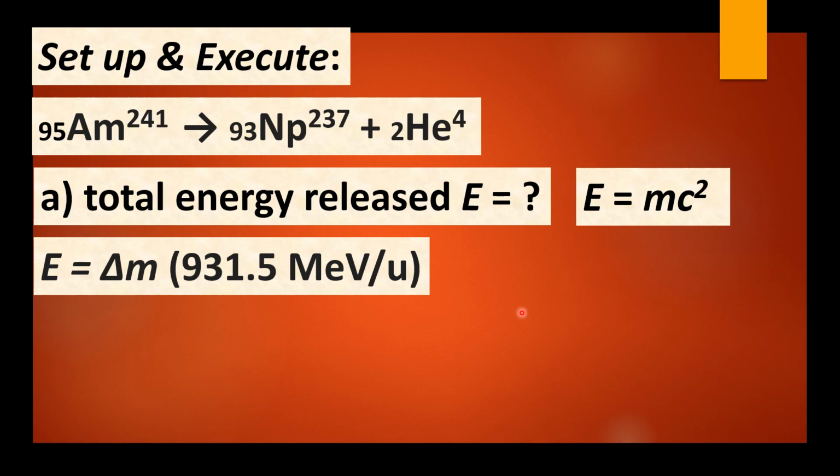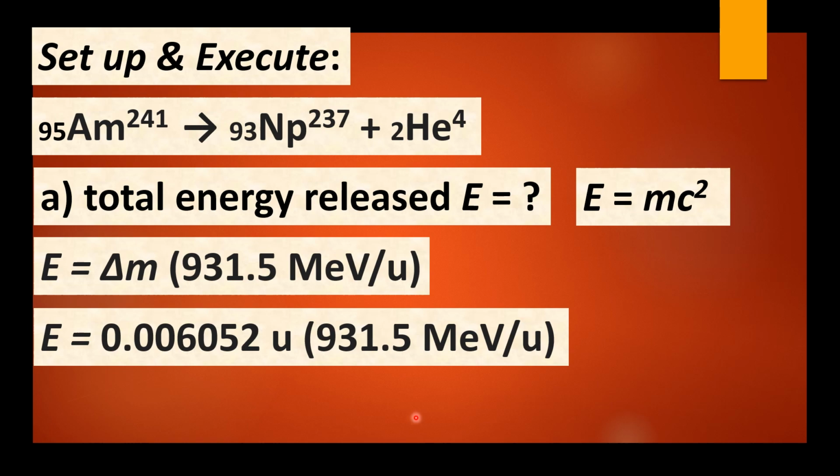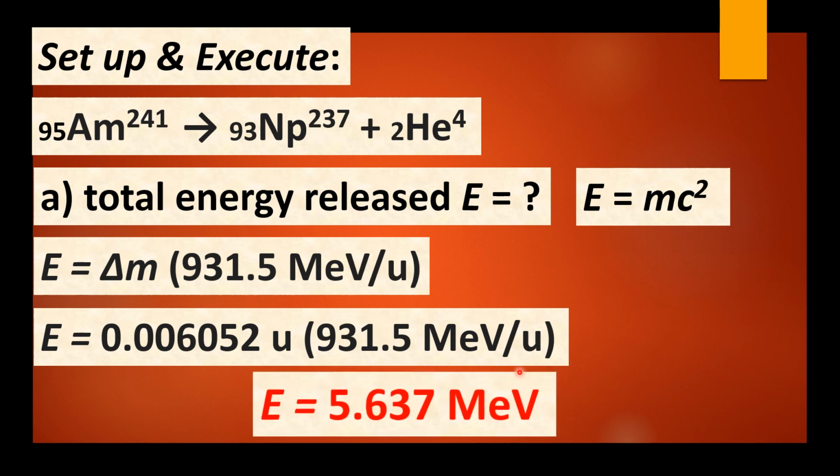So substituting the computed delta M, equal to 0.006052 atomic mass unit times the conversion factor 931.5 million electron volts per atomic mass unit, we get the amount of total energy released, which is equal to 5.637 million electron volts. Also in four significant figures.